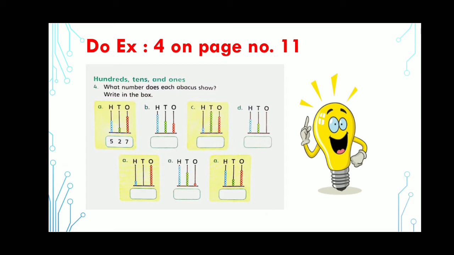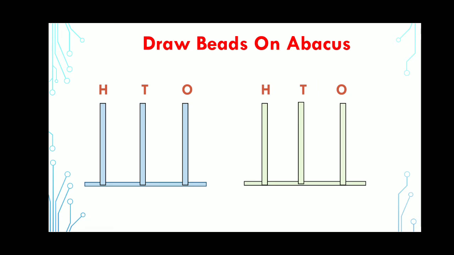Now open page number 11 and do exercise 4. Hundreds, tens and ones. Which number does each abacus show? Write in the box. As you can see, one example is already done for you. Count the beads shown on the abacus and then write down the number in the given box, like 500, 2 tens and 7 ones. That is equal to 527. Hope you understand the place value of 3 digit numbers. Now complete all the parts given in the exercise.